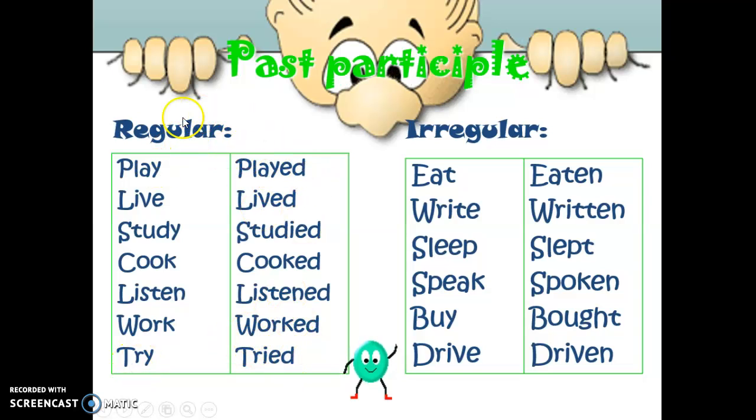Remember, for regular verbs, the past participle is the same as in the past. For the irregular verbs, it changes. We have here some examples. Eat, the past participle is eaten. Write, written. Sleep, slept. Speak, spoken. Buy, bought. And drive, driven.